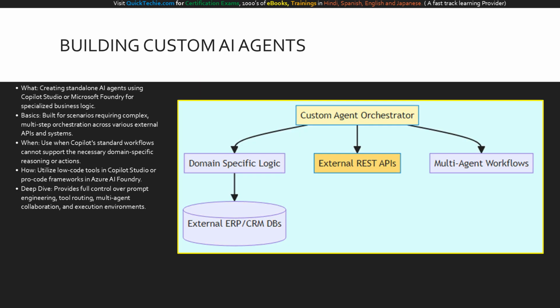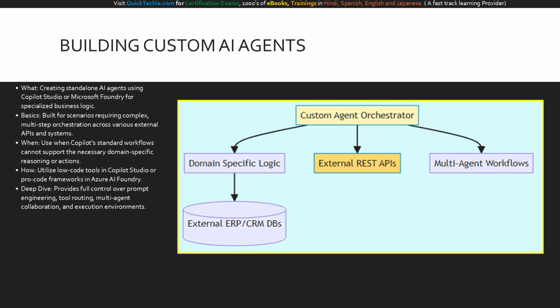Moving to our second path, let's explore building custom AI agents. What is a custom agent? It is a standalone AI entity developed in Copilot Studio or Azure AI Foundry, designed to execute highly specialized business logic. The basics dictate that custom agents are necessary when your scenario requires complex, multi-step orchestration or interaction with external APIs outside the Microsoft ecosystem.